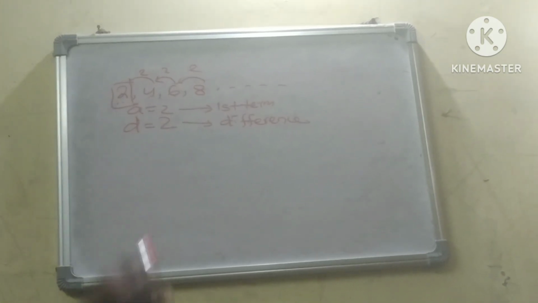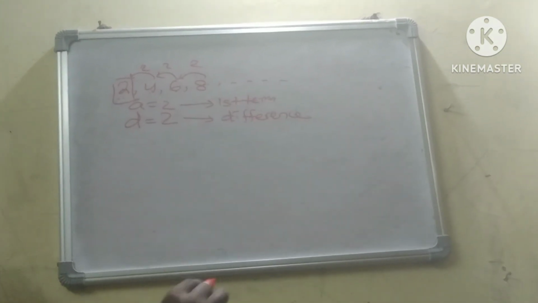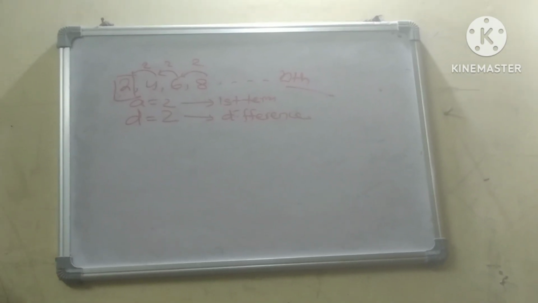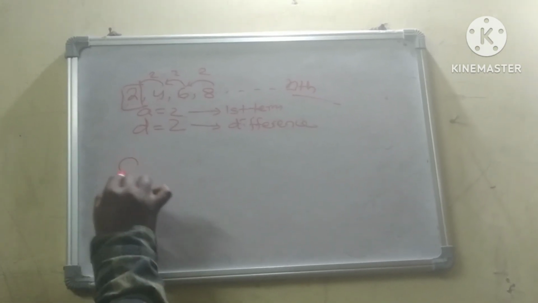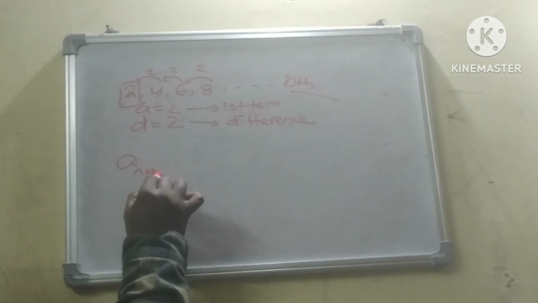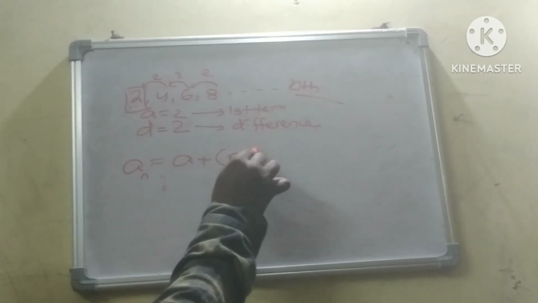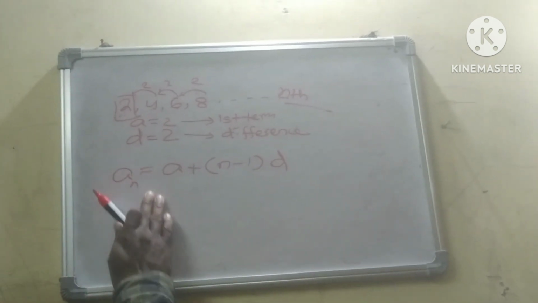Similarly, we can find all the terms. We can find the nth term. Nth term formula: a_n is equal to a plus n minus 1 into d. Right?